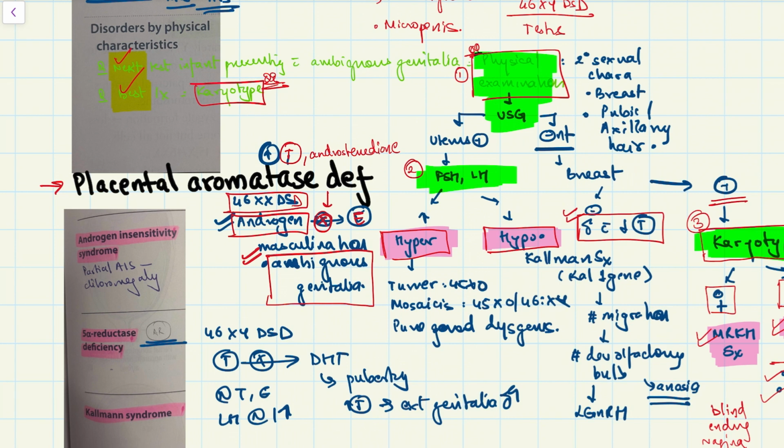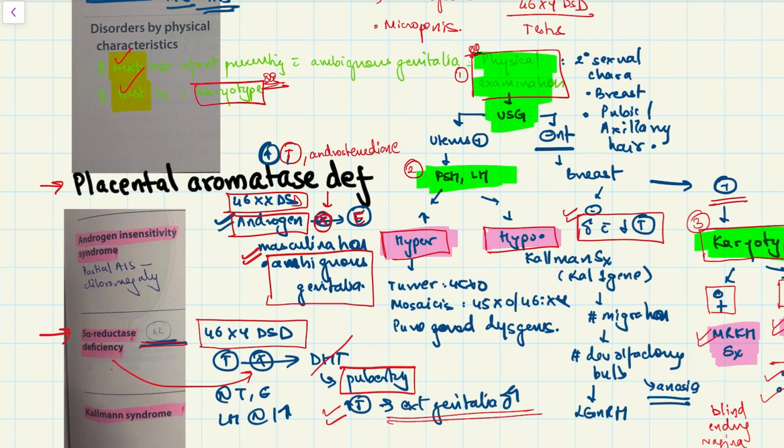The next condition is 5-alpha reductase deficiency. It is an autosomal recessive disorder and it is a 46XY DSD. Here what happens is that due to the deficiency of 5-alpha reductase, the testosterone is not being converted into dihydrotestosterone, leading to female external genitalia, but this is only until puberty. After puberty, due to increased testosterone, the external genitalia will develop into male genitalia.